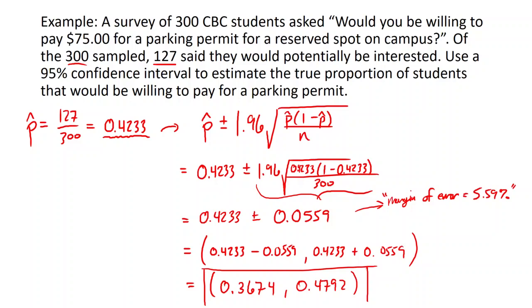So even though we don't know exactly what the true proportion is, we would predict that it's somewhere between 36.7% and 47.9%.